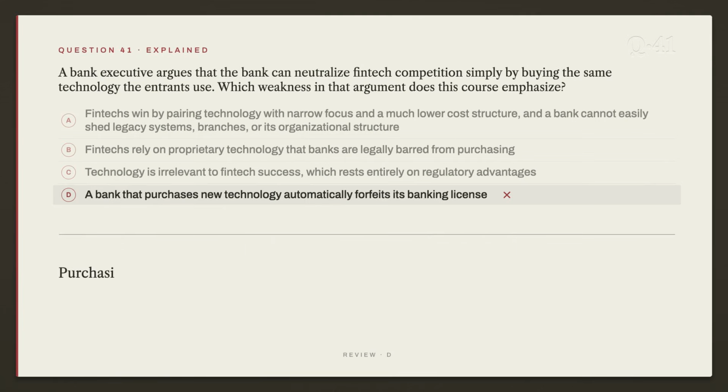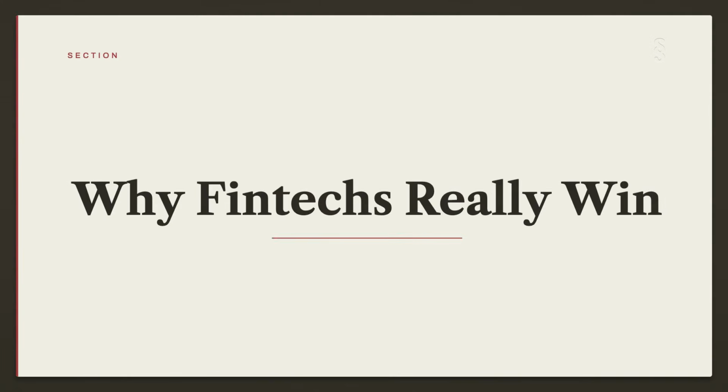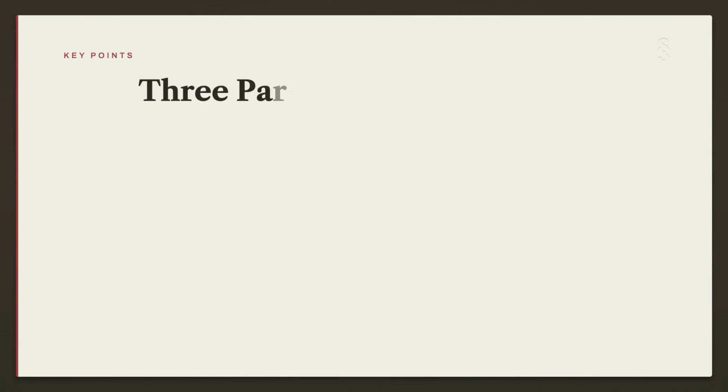D is wrong because purchasing technology has no effect on a banking license, which depends on regulatory compliance and capital adequacy. Software procurement is not a licensing event. It is tempting to say fintechs succeed because they simply have better technology, but that explanation is weak, because if technology alone were the advantage, banks could just buy it and close the gap. They've tried and the results have been modest.